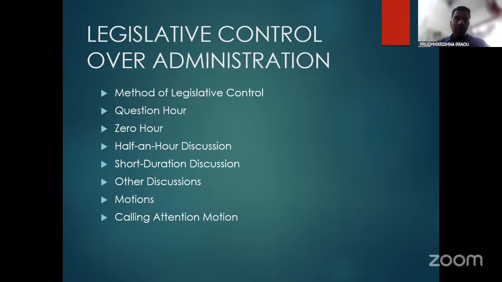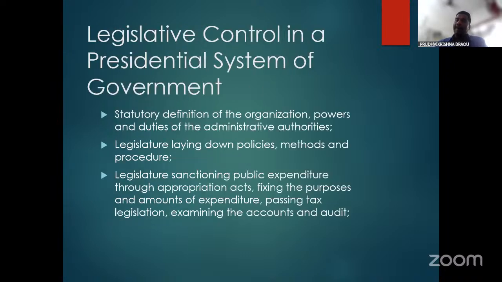Next, legislative control in presidential system. Okay, we know India follows the parliamentary form of government. US follows the presidential form of government. Okay, here, like statutory definition of the organization. How is the legislative control exercised means through the statutory definition of the organization, giving powers and duties of the administrative authorities, and the legislation lays down the policies, methods, and procedures, and the legislature sanctioning the public expenditure through appropriate acts, fixing the purposes and the amounts of expenditure, passing tax legislation, examining the accounts and audits.